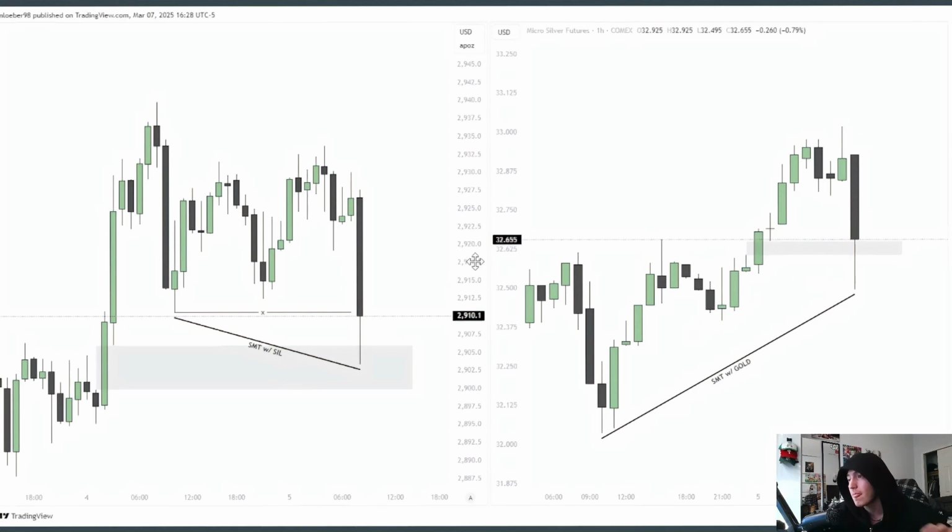Now, the reason why this is an A setup and not an A plus is because we're looking to prioritize taking a long entry on the weaker pair. I don't take trades on silver. I've only ever executed on gold. So we're going to stay consistent with that.